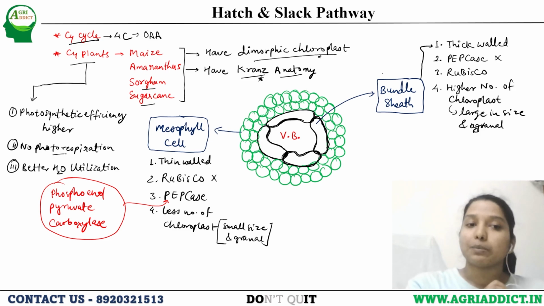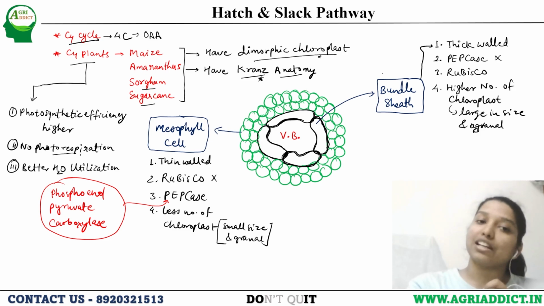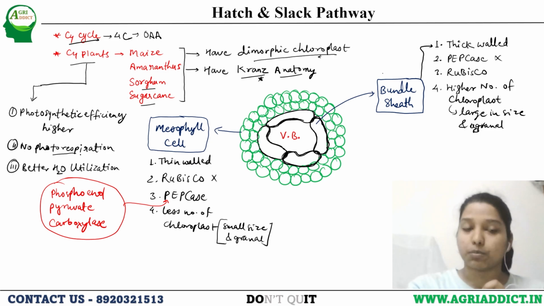There is no photorespiration, as we studied in the previous lecture, that is the C2 cycle, photorespiration. This is an absolute waste kind of cycle. Here we are not producing any energy and we are not fixing any carbon dioxide. Even the energy we have already fixed, we are using in this cycle. And in C4 plants, better H2O utilization is there.